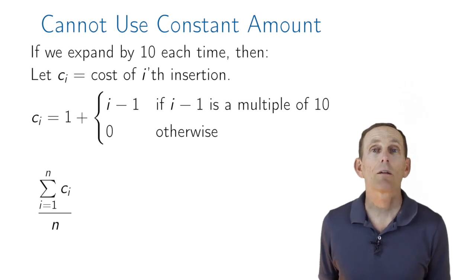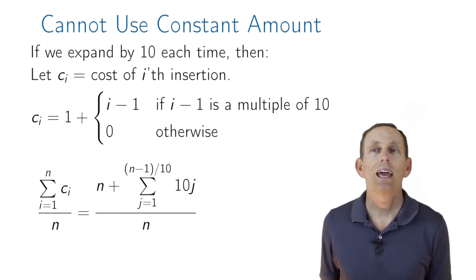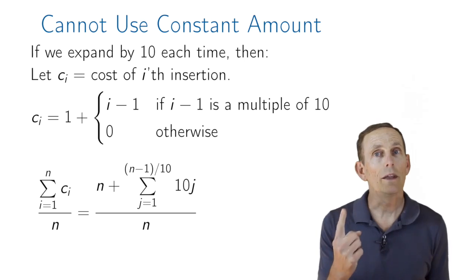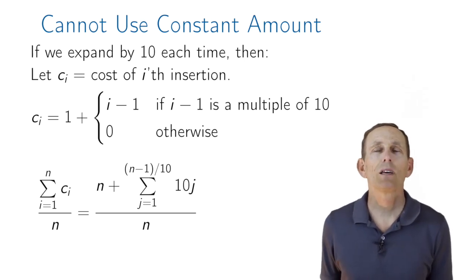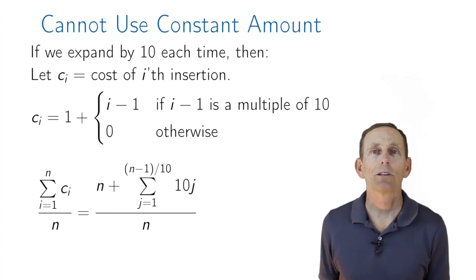By the definition of our aggregate method, we're just the sum of the total costs divided by n. And that's n plus, again, the 1 summed n times is just n, plus the summation from 1 to (n minus 1) over 10 of 10j. That is just the multiples of 10 all the way up to, but not including n. So 10, 20, 30, 40, and so on. All that divided by n.